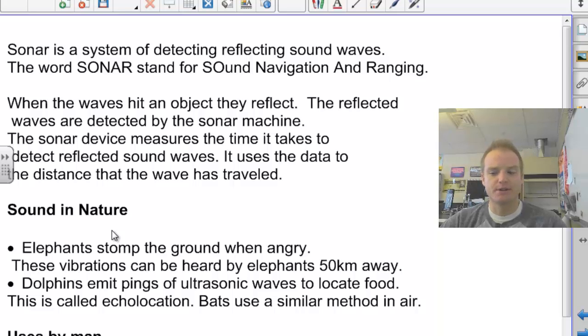When the waves hit an object, they reflect. The reflected waves are detected by the sonar machine. So the sonar device measures the time it takes the reflected sound waves to bounce back, and it uses that data to calculate the distance. We know how fast sound travels through water, and we use that to determine how far the object is away by how long it takes for it to bounce back. That's how humans use it, that sonar devices that a lot of ships have. If you're fishing, maybe you have a depth finder or a fish finder on there. All uses the basic technology where you have the sonar working.